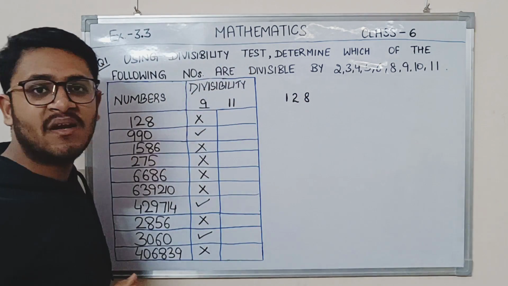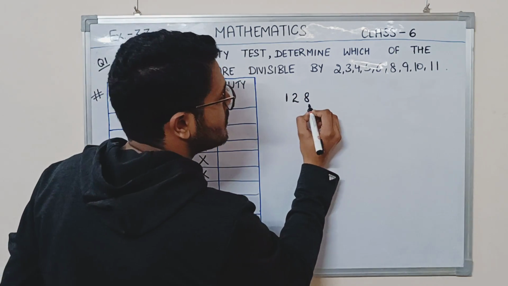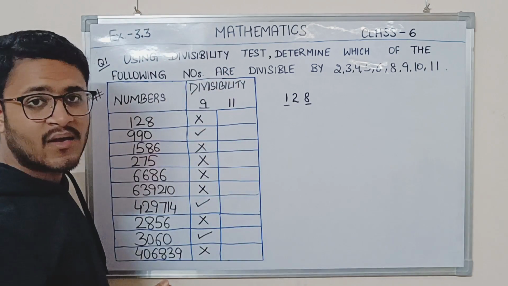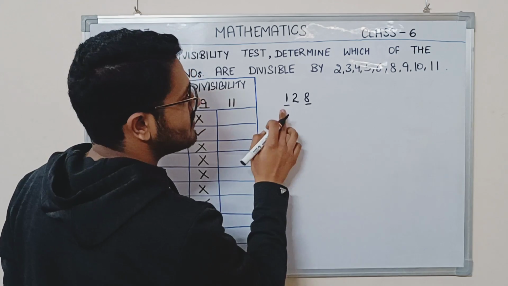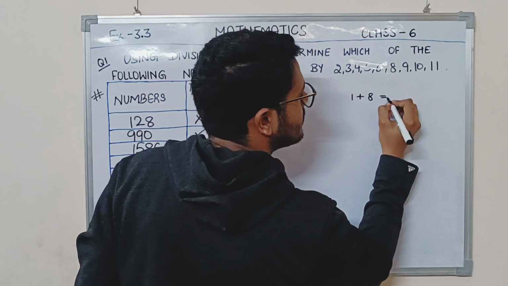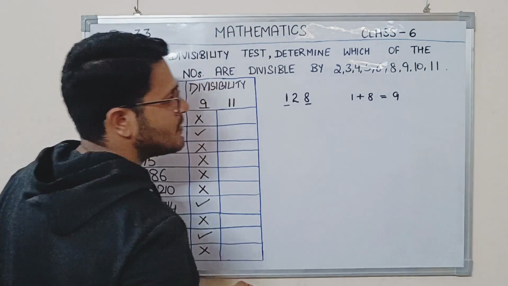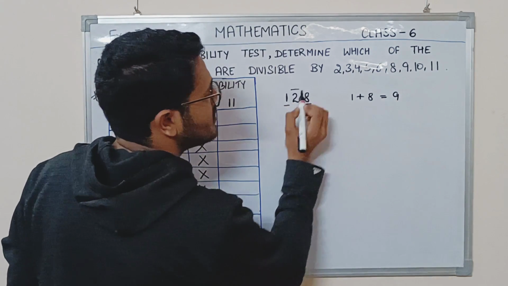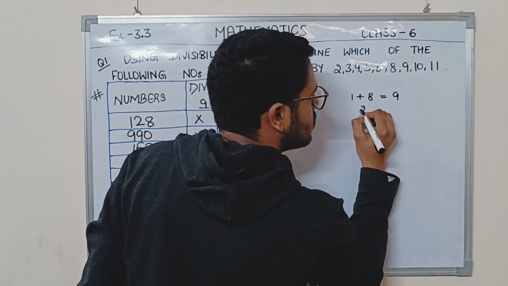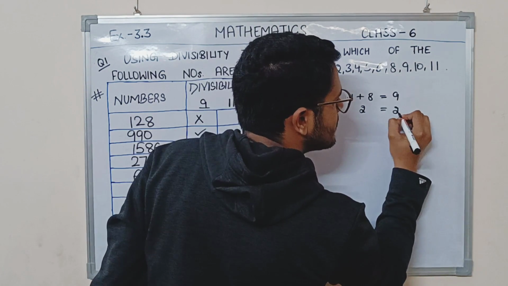As per the divisibility test, first we will sum all the numbers at odd places. So these are 1 and 8. We will do 1 plus 8. It will be 9. Now we will sum all the remaining numbers, which is 2 in this case. So it will be 2 only. So the sum is 2.